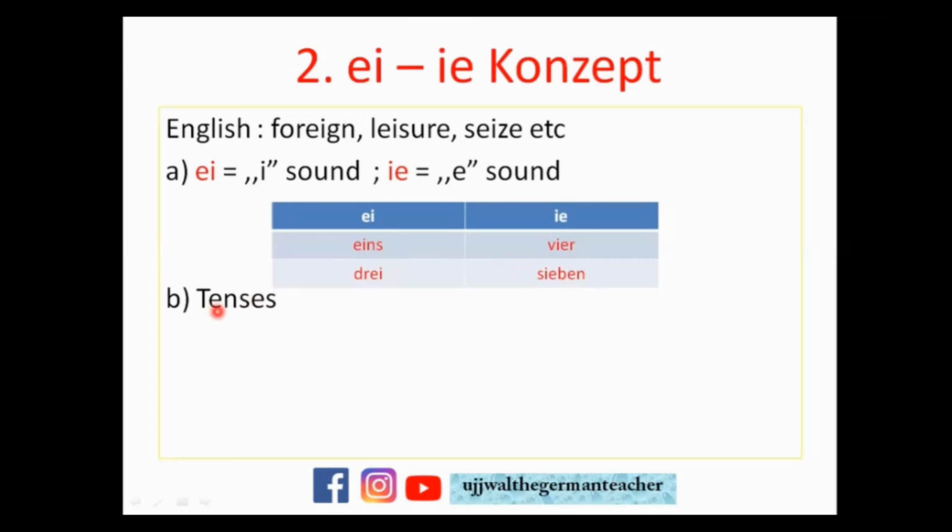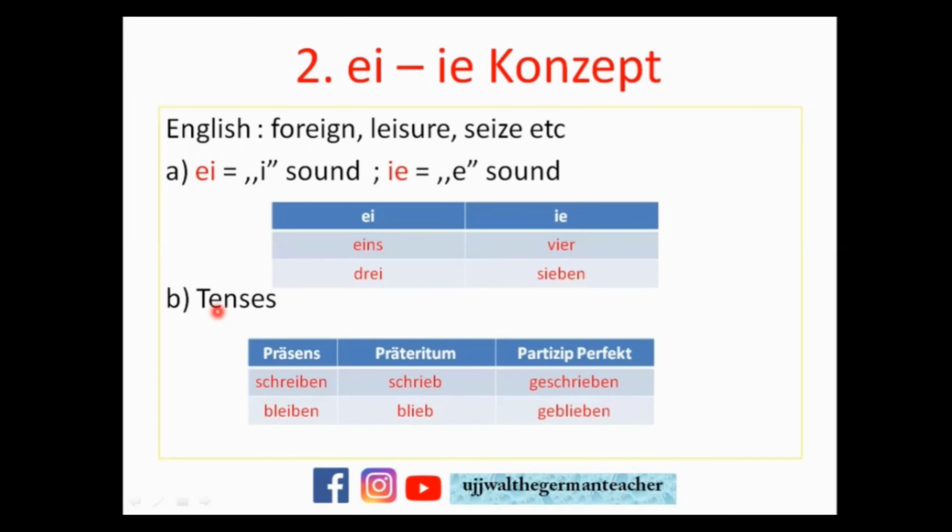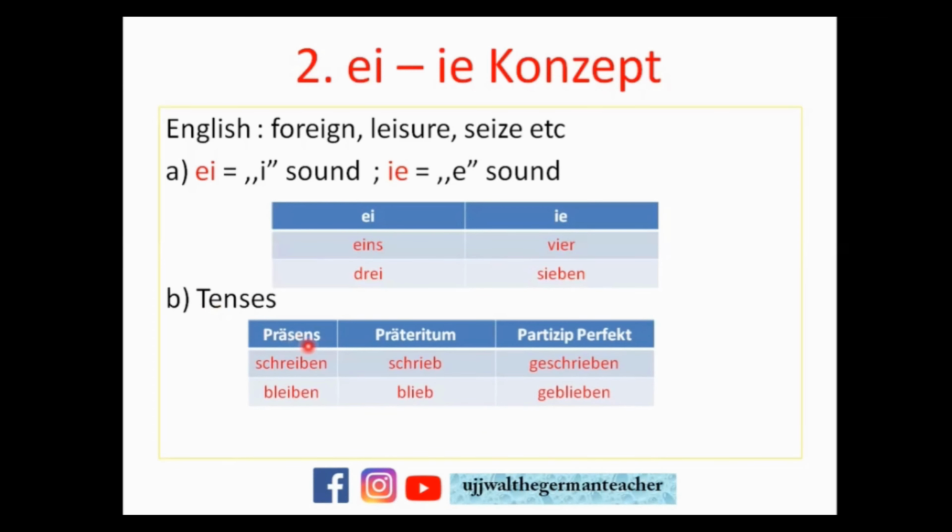And then you have tenses, right? In tenses, Präsens, the present tense, Präteritum, Partizip Perfekt, these two are used for the past cases. This is for the present. Okay. So if you see here, schreiben, right? We did this verb also in our lesson when we were discussing the verb conjugations. So you know how the verb conjugations work. Ich schreibe, du schreibst, and all.